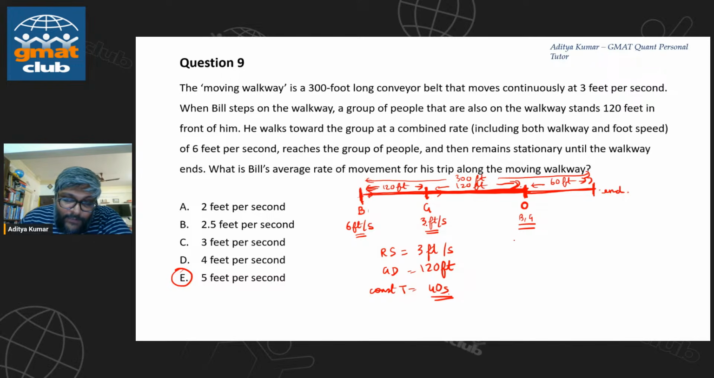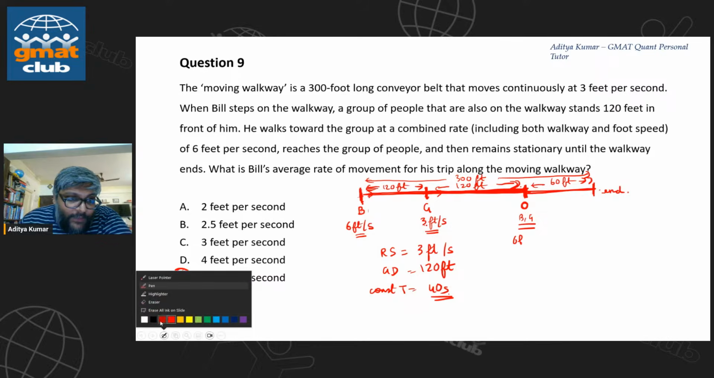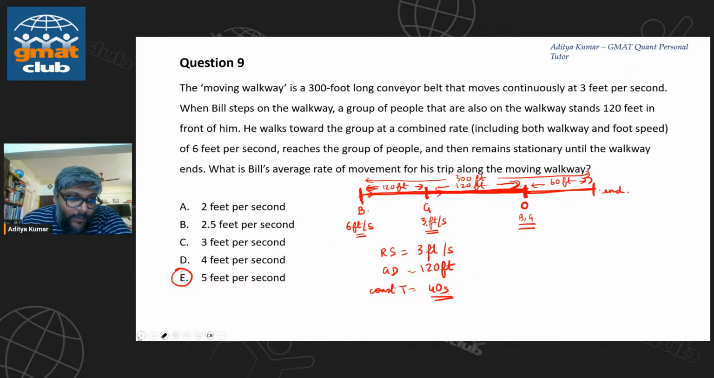And I know Bill and the group now are going to travel with the walkway, right? He's going to stop and travel with the group. And both of them are traveling at 3 feet per second. There's a distance of 60 feet. There's a speed of 3 feet per second. I don't need to use the relative speed here because there's only one object, that group, that is moving. So the time would be 20 seconds.